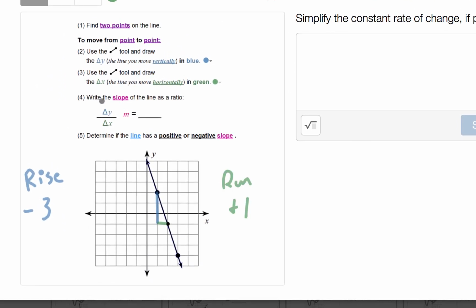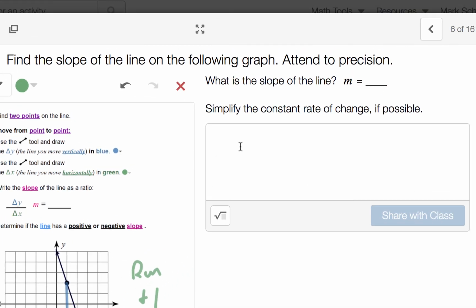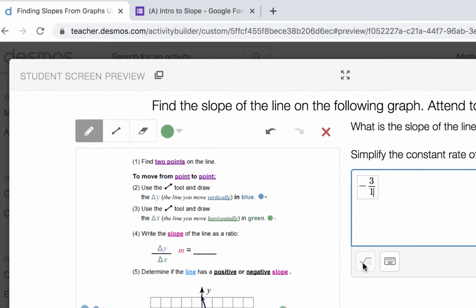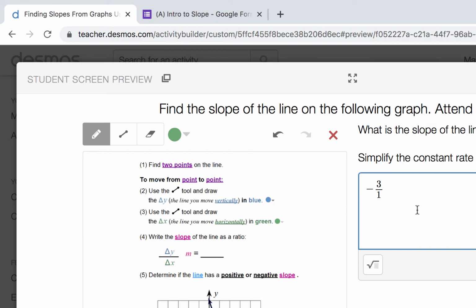So when you do step 4, write the slope as a ratio. Again, that ratio is change in Y, the change in the blue, over the change in X. So I would write -3 over 1. And that's really the same thing if you divide anything by 1. That's really the same thing as -3.